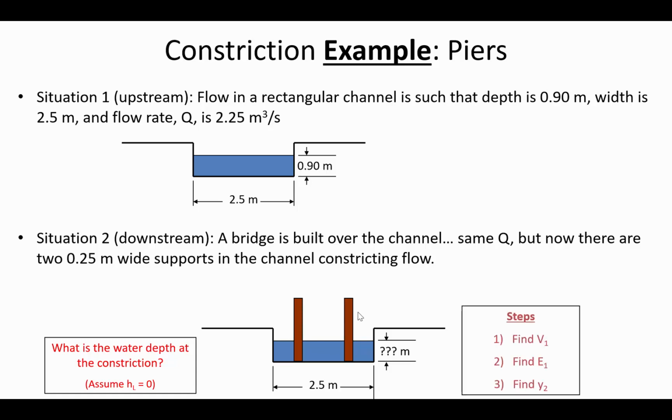Okay, so what I'd like you to do is find out what will be the new depth. You see these question marks here? That means we don't know the depth. It used to be 0.9 meters beforehand, but the steps that I suggest you go through is, first of all, find the velocity at 1, because we know Q and we know A, so you can find the velocity and find the specific energy at 1. Specific energy is the depth, y, plus the velocity head. And then find y2 by setting the specific energy at 1 equal to the specific energy at 2.